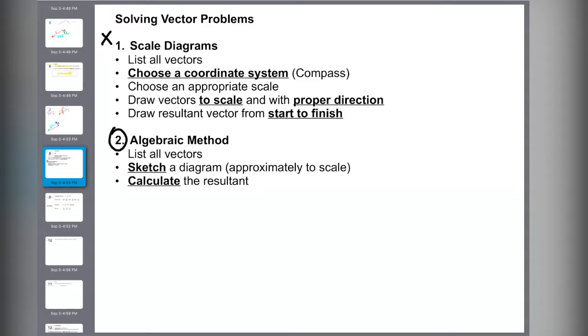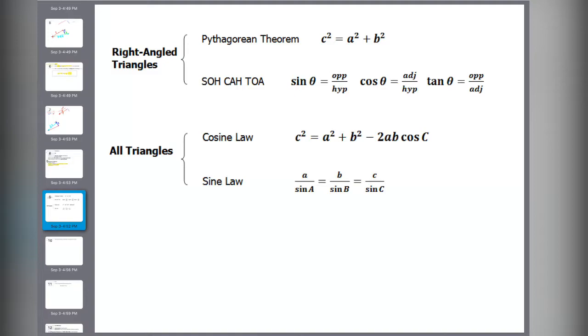The second method is called the algebraic method. You would still be required to make a sketch. Okay, you do want your sketch to be semi to scale so that you can always check your answers, and then you actually use algebra to calculate the resultant. And depending on what types of triangles are given, if it's a right angle triangle, you can use the Pythagorean theorem or the SOHCAHTOA. And for any triangle, including right angle triangle, you're always allowed to use the cosine law and the sine law.